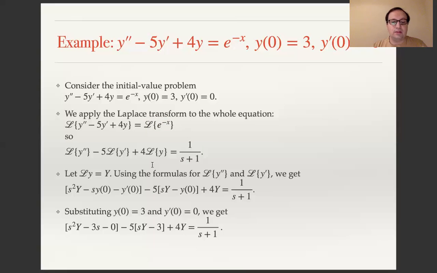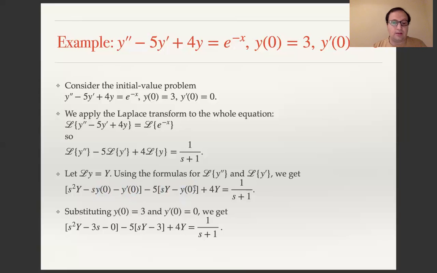Right. So let's use the formulas for the Laplace transform of y double prime and the Laplace transform of y prime and convert everything to the Laplace transform of y. So let the Laplace transform of y be capital Y. And then the Laplace transform of y double prime is s squared capital Y minus s times lowercase y of 0 minus lowercase y prime of 0. And the Laplace transform of y prime is s times capital Y minus lowercase y of 0.